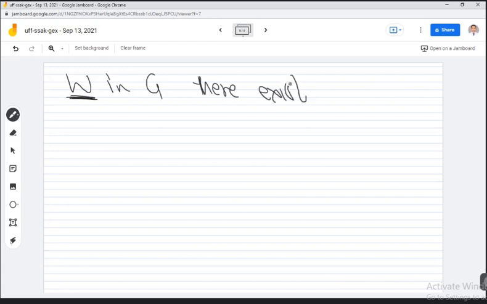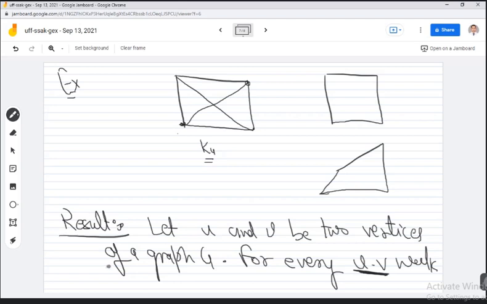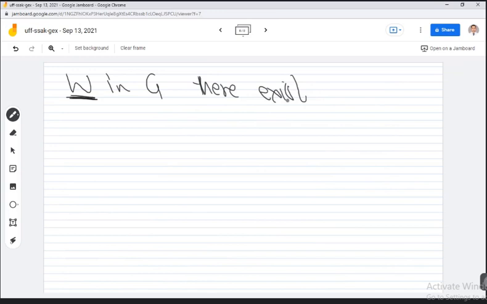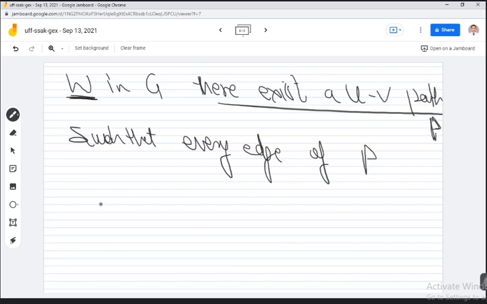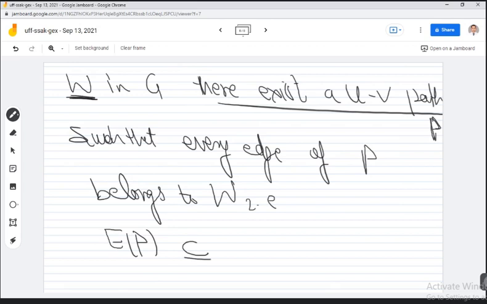a UV path P, such that every edge of P belongs to W. That is, the edge set of P will be a subset of the edge set of W. Now we can verify this result.